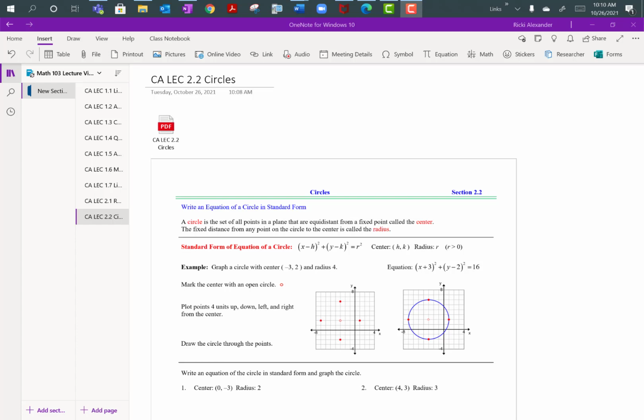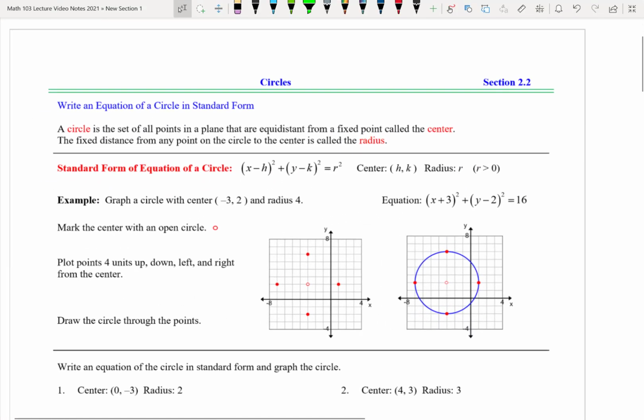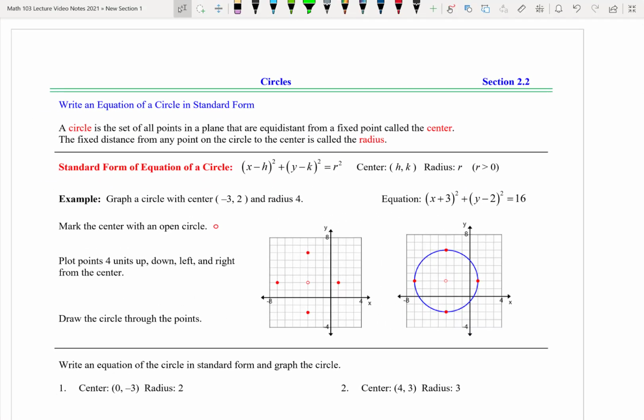In this video, we're going to look at circles. So a circle is the set of all points in a plane that are equidistant from a fixed point called the center. The fixed distance from any point on the circle to the center is called the radius. So you're all familiar with circles. What we're referring to is that any point on a circle is a fixed distance from that center, and that distance is referred to as the radius.